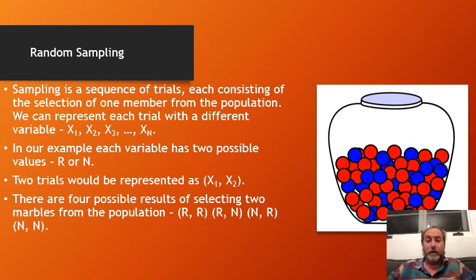So two trials would be represented as a series x1, x2. In our case, there'd be four possible results of selecting two marbles from the population. You can pull an R and then pull another R. That's one set of two trials. You could pull an R and a non-red, that would be another possible set of trials, and so on. You could pull a non-red and a red, or you could pull two non-reds. Every set of trials will be one of those four, the only possibility.